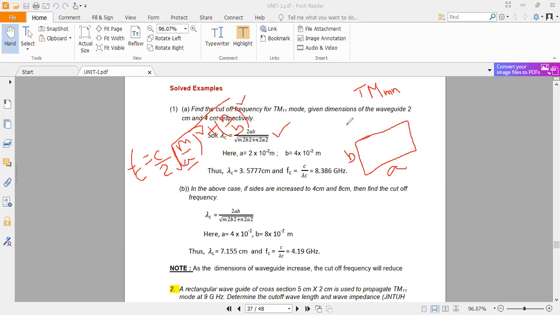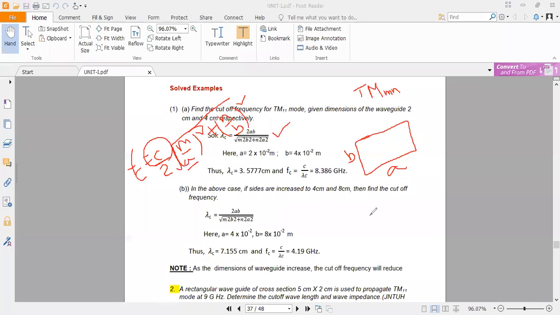What is capital A? It's 4 centimeters. What is capital B? It's 2 centimeters. Small b, it's 2 centimeters. But remember, when you are substituting in this expression, what should C be? It should be in centimeters.